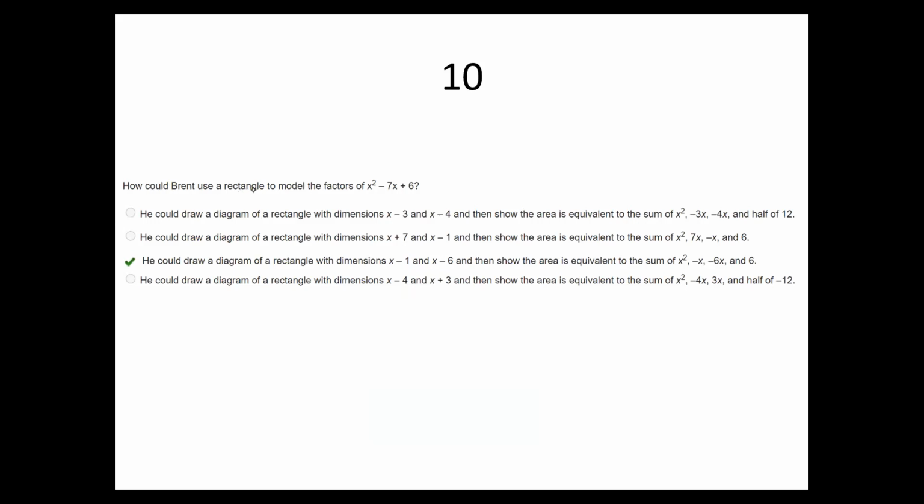How could Brent use a rectangle model to factor this? Okay, so once again, let's create our table. So grab our table, last, left, and then middle. Your last number here is 6, and your middle number is -7. Now you're gonna ask yourself, are we gonna use negative numbers or are we gonna use positive numbers?